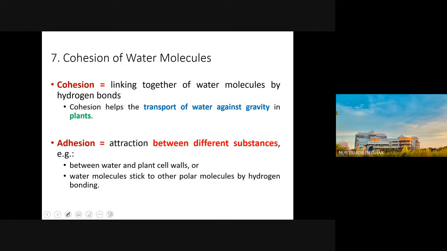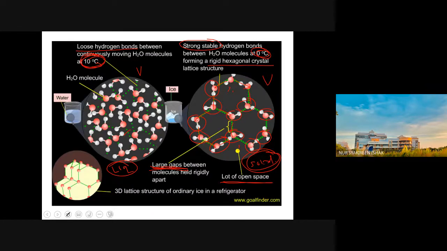Okay, so next is cohesion of water molecules. These are the two terms that you have to take note of first: cohesion and adhesion. Cohesion is the attraction between the same type of molecule. As for adhesion, the attraction between different types of molecules, different substances. As for cohesion, it involves the linking together of water molecules by hydrogen bonds. Just now you saw the water molecules. They are linked together through the formation of hydrogen bonds. They are attracted to one another. This is what we call cohesion.